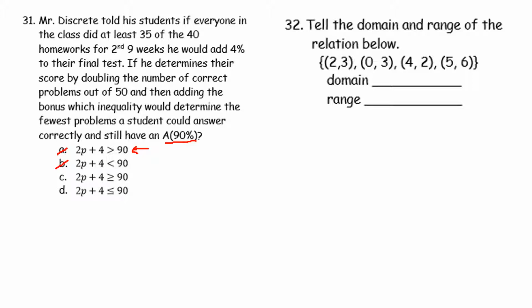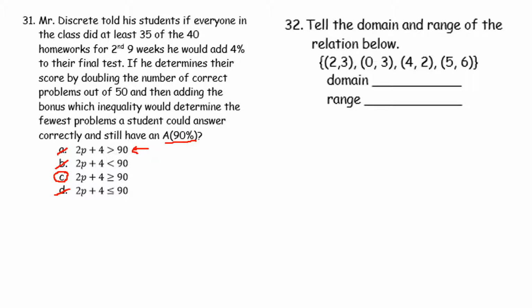And looking at C, it says greater than or equal to 90. So this one is including that 90 for an A, and it's saying greater than. So C would be our answer. And of course, the last option there says less than or equal to 90, and that would mean you would have 90 or less, which is not what we were looking for there. So 31, our answer is C.